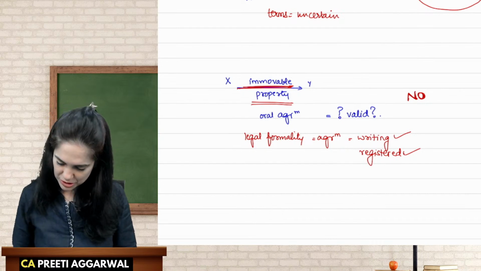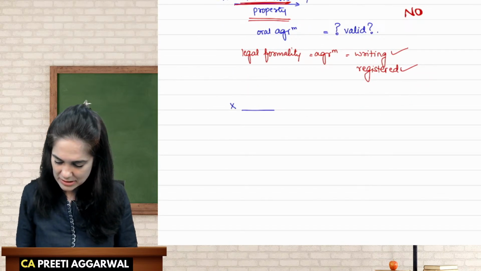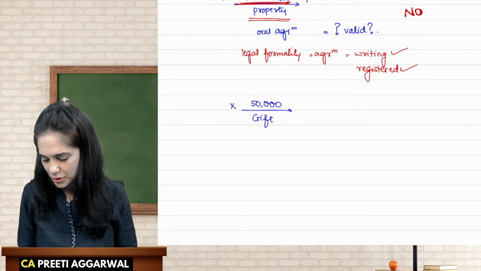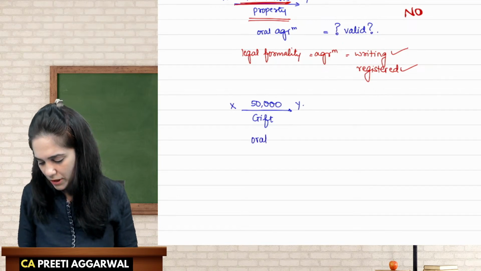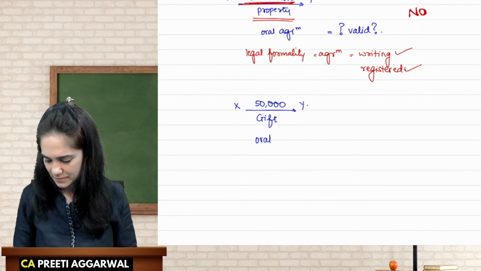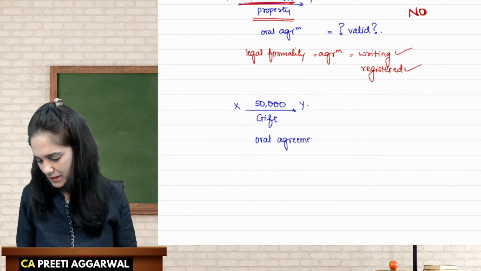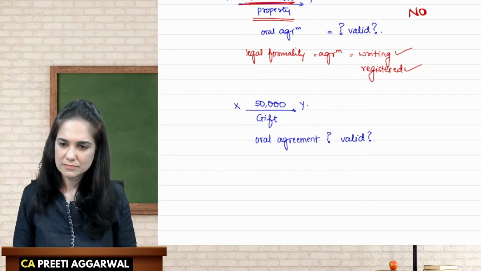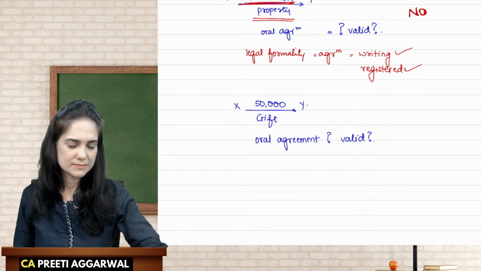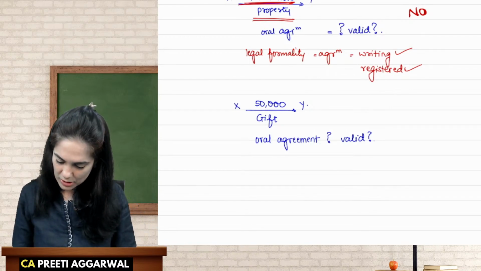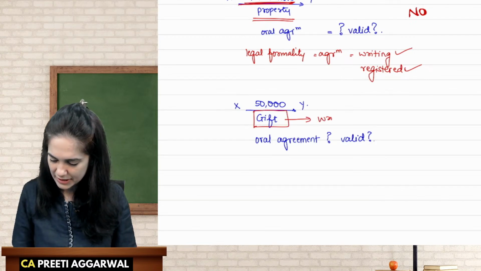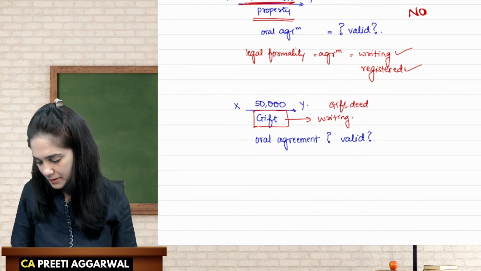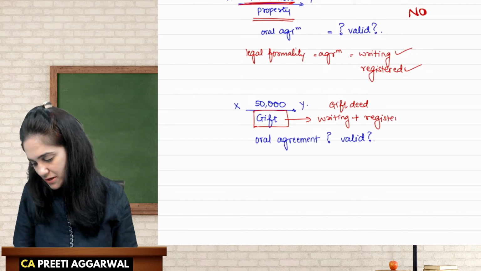One more question. X promised to gift 50,000 rupees to Y through an oral agreement. Is this valid? Oral agreement. No. Gift must always be in writing. Gift deed must be in writing. It must be registered. Otherwise, it will not be valid.